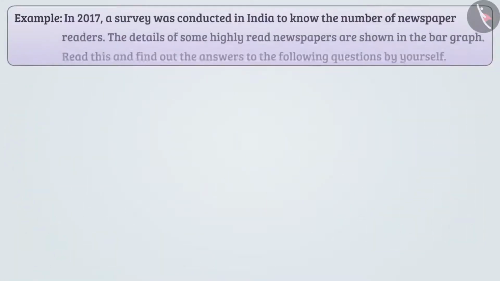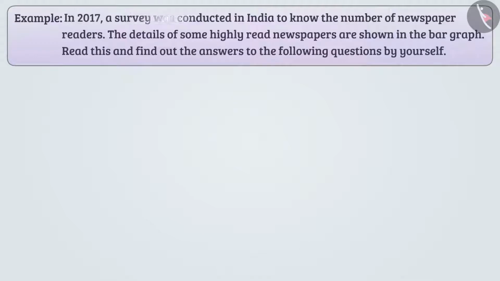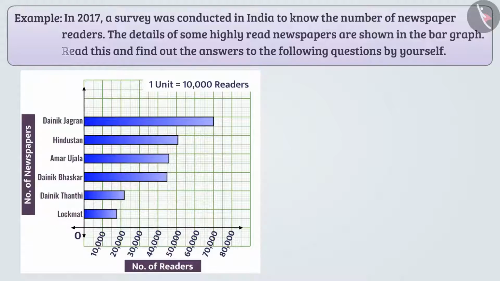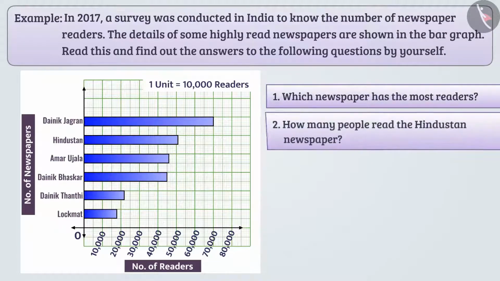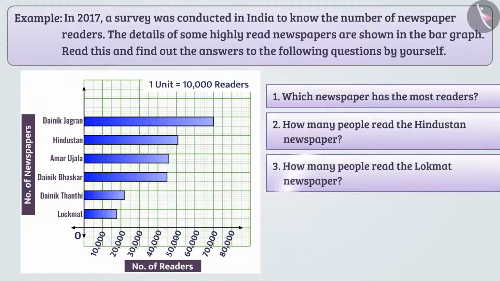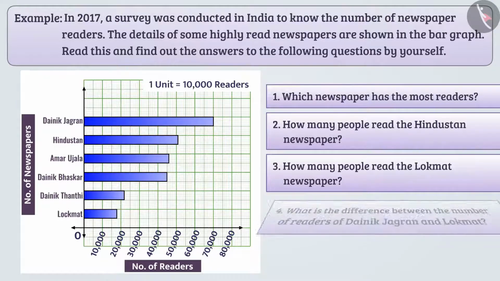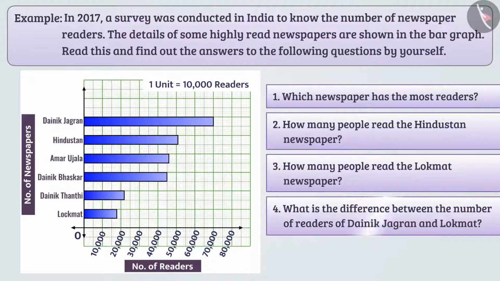Next example. In 2017, a survey was conducted in India to know the number of newspaper readers. The details of some highly read newspapers are shown in the bar graph. Read this number and find out the answer to the following questions by yourself. Which newspaper has the most readers? How many people read the Hindustan newspapers? How many people read the Lokmat newspaper? What is the difference between the number of readers of Dainik Jagran and Lokmat?